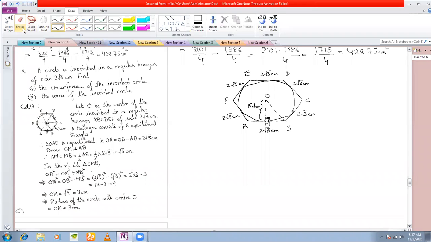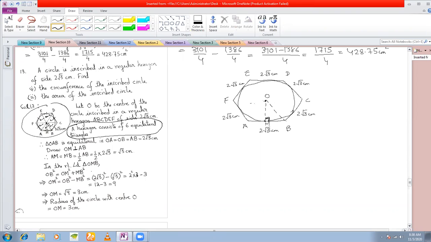But the first thing to note here is the property of a hexagon. Very important property. A hexagon consists of 6 equilateral triangles. If we join 6 equilateral triangles, then it will become a hexagon. If you see in the figure that I have drawn here, there are 6 triangles here: 1, 2, 3, 4, 5, 6. So the hexagon consists of 6 equilateral triangles.